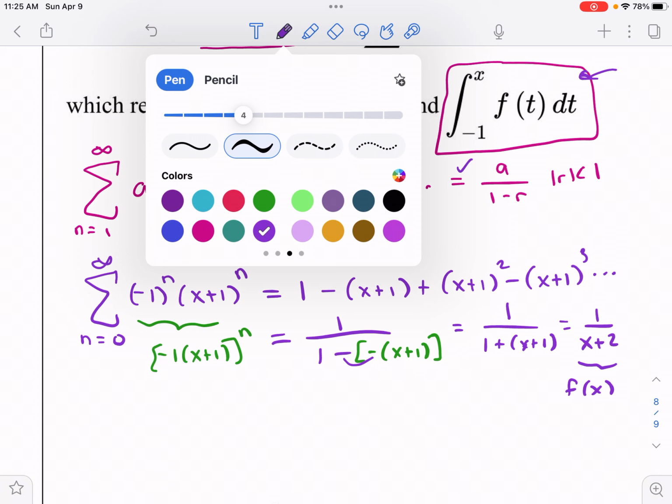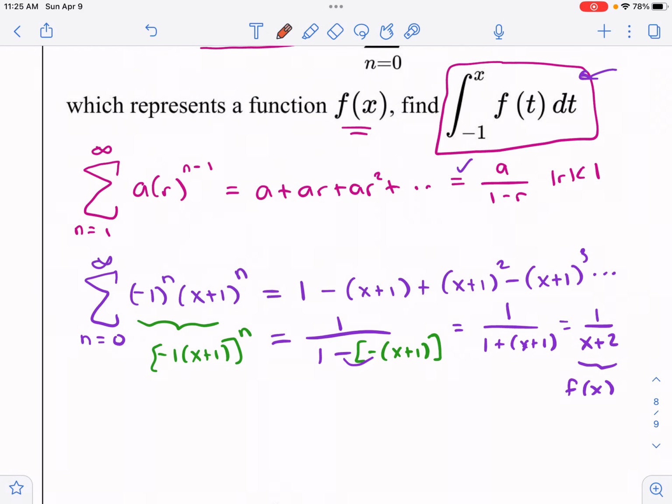I'm just going to do exactly what it says. So instead of the function I have here with x, I'm going to use t. So this is the integral of 1 over (t+2) dt.